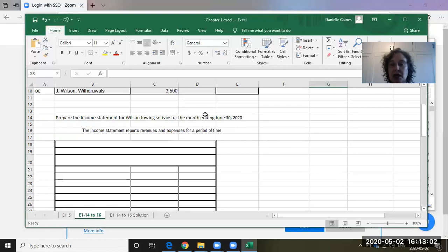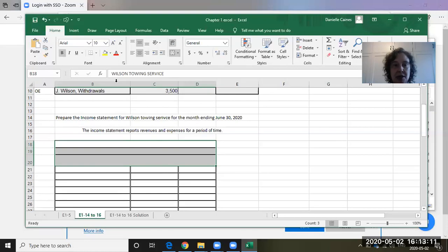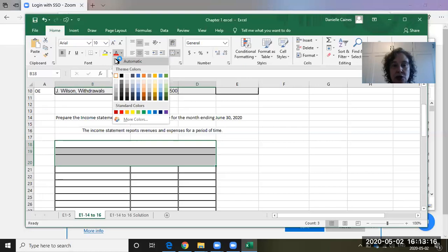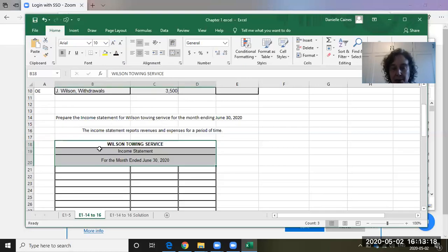So an income statement is always for a period of time, and this is telling us it's for 1 month. The first three lines of the income statement define the name of the company. Wilson Towing Service, that's the name of the company, always goes on the first line of a financial statement. The type of statement that we're preparing, in this case an income statement, and it's for the month ended June 30th. So they told us the period of time is for the month of June.